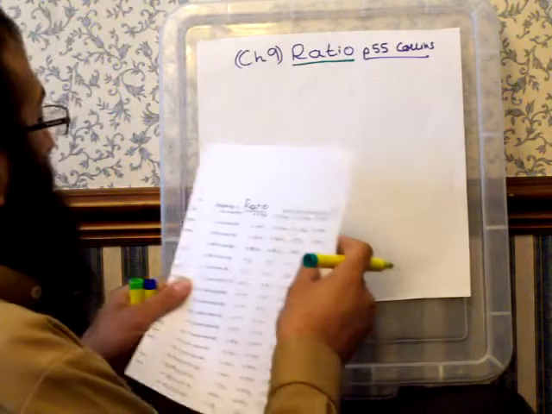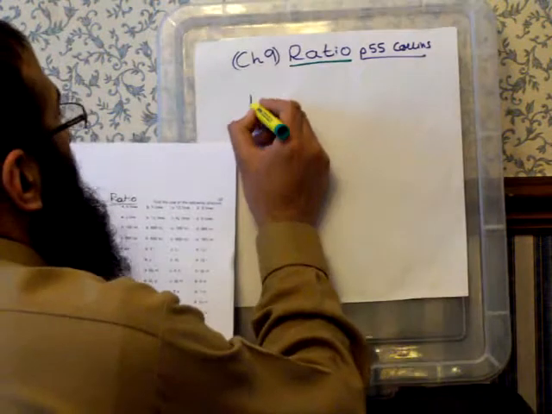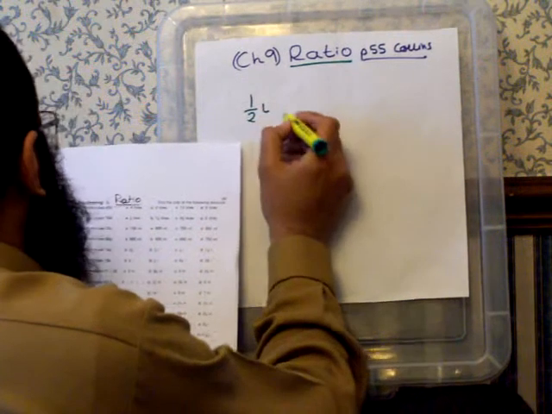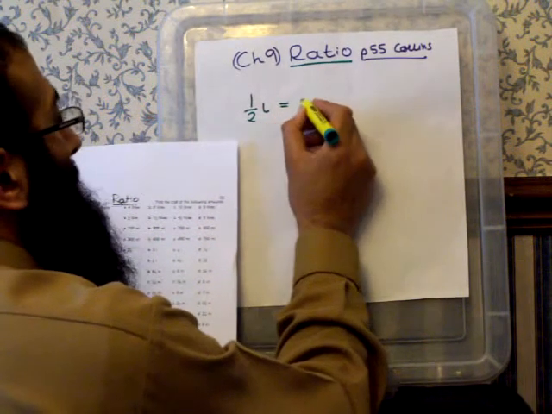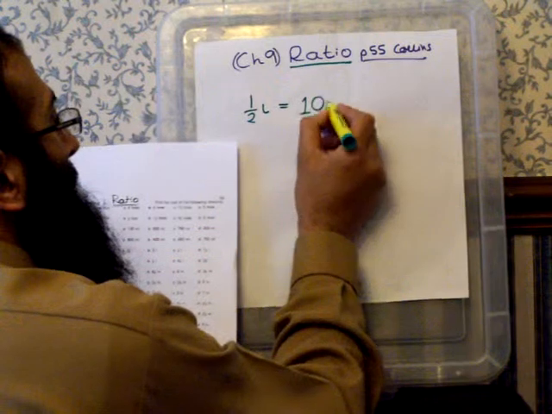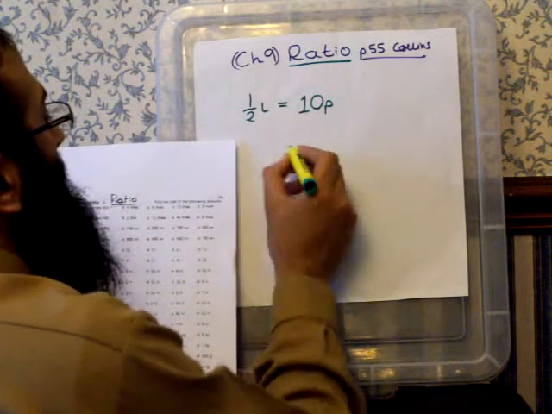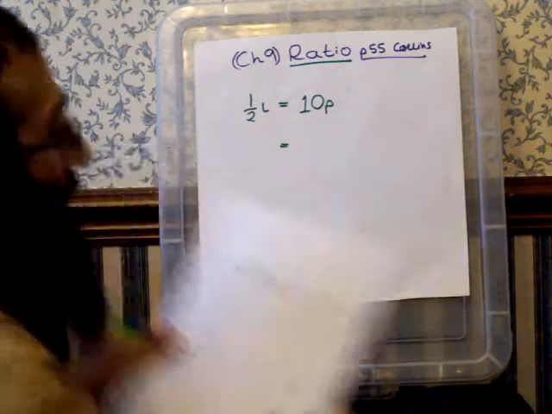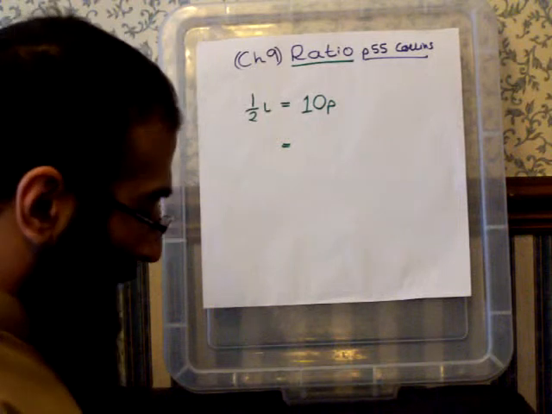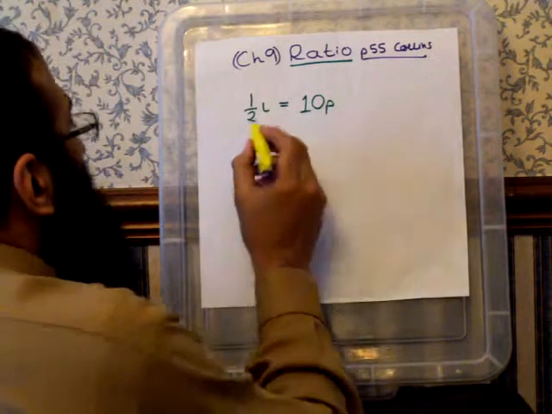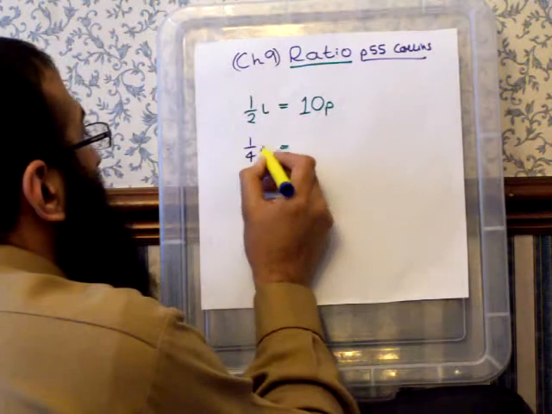Let's start off with something like this. So we have half a litre costs us 10 pence. Okay, we want to work out the cost of a quarter litre. So that's the original question. We want to work out the cost of a quarter of a litre.